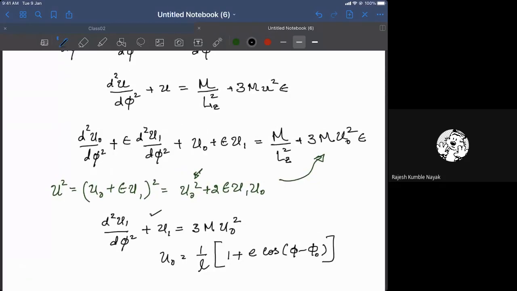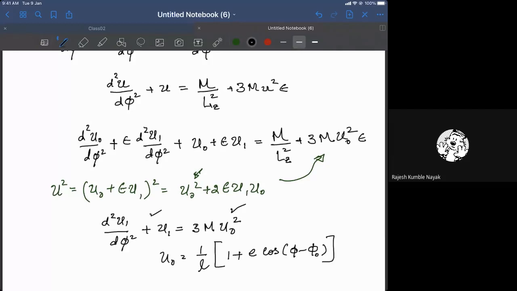This is a harmonic term, and then your source term. You see that the zeroth order term acts as a source to the first order term. That is usually what happens in the perturbative equation. The lower order solution comes as a source term to the higher order terms. And we can solve this equation.